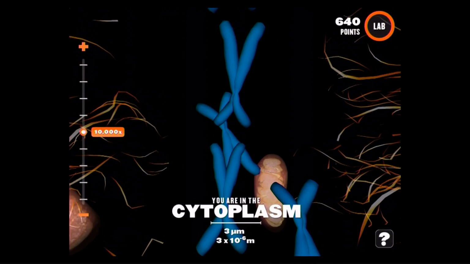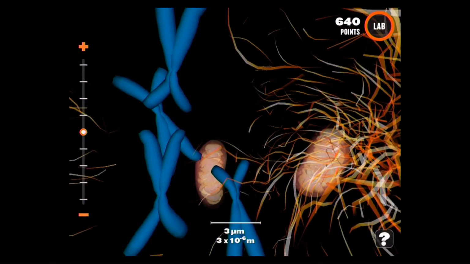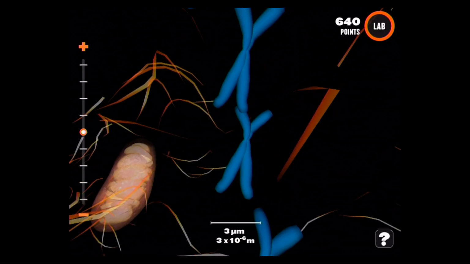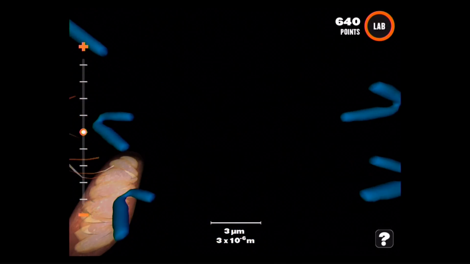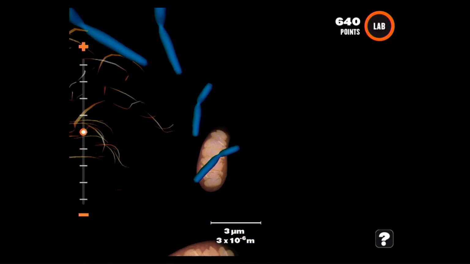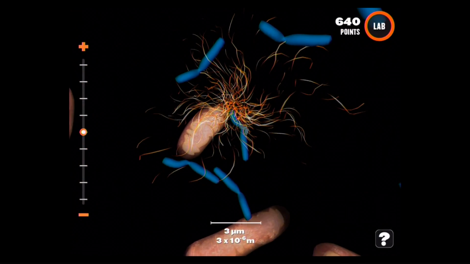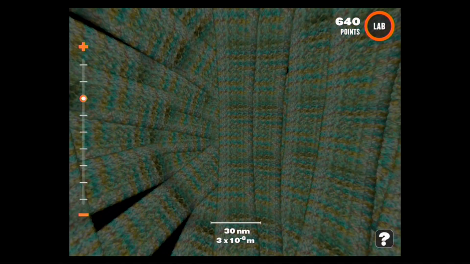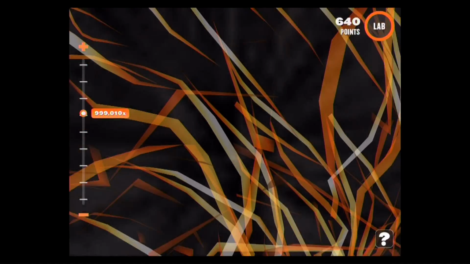You're at the cytoplasmic level. You can start to see the organelles. You can see the cytoskeleton. Okay, you can see the chromosomes, and then you can see them moving. And then, okay, we zoomed in here to a mitotic spindle. I'm going to zoom back out.